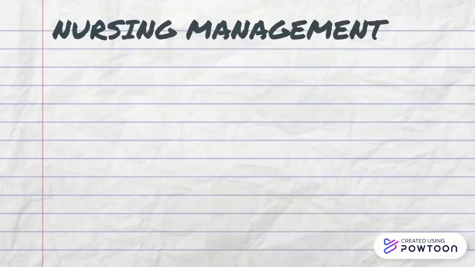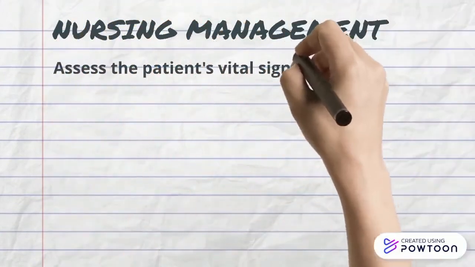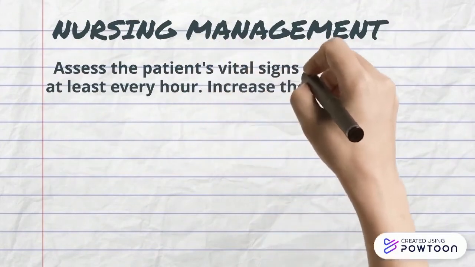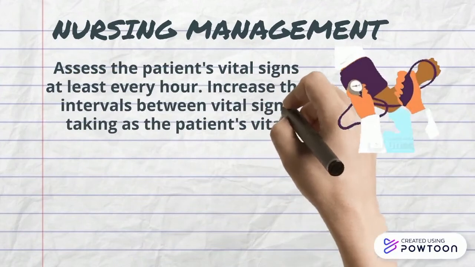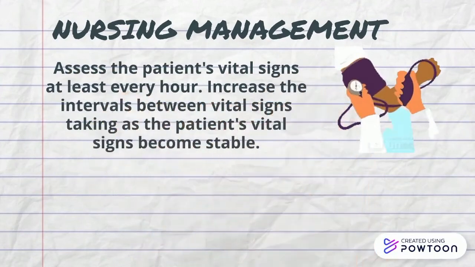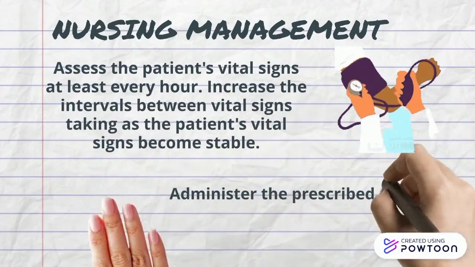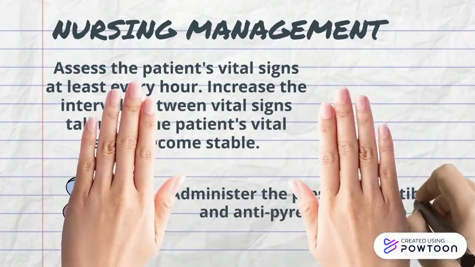Nursing management. Assess the patient's vital signs at least every hour. Increase the interval between vital signs taking as the patient's vital signs become stable, in order to assist in creating an accurate diagnosis and monitor effectiveness of medical treatment. Administer the prescribed antibiotic and antipyretic drug medications.